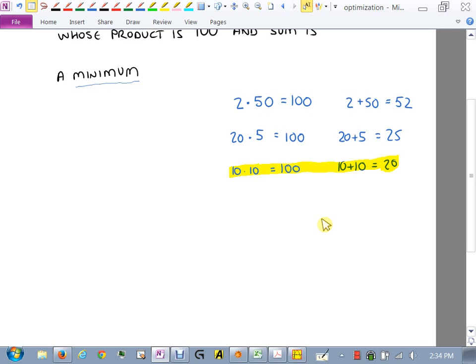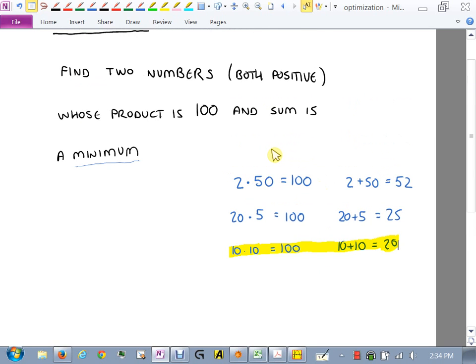So what we're going to need to do is try and translate this problem into a math problem, and then try and find a minimum. How do we find minimums? We look at the graph and we try and find the local minimum, right? Try and find the lowest point. So let's try and translate this problem into math in the next 6 minutes.